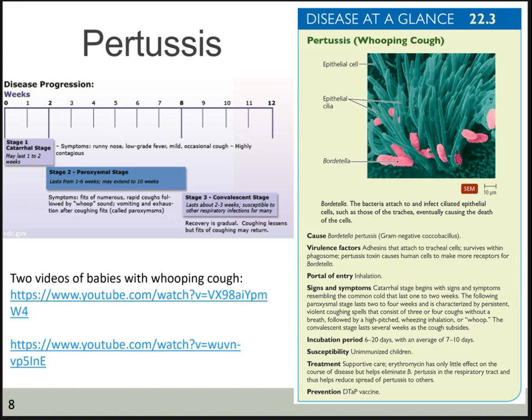Signs and symptoms we've gone over. Incubation period is 6 to 20 days with an average of 7 to 10 days. Susceptible kids are unimmunized children. This is much more damaging in children than it is in adults. Treatment is supportive care, and erythromycin has only little effect on the course of the disease, but helps eliminate it in the respiratory tract, and thus helps reduce the spread of pertussis to other kids. And of course, the prevention is a vaccine.